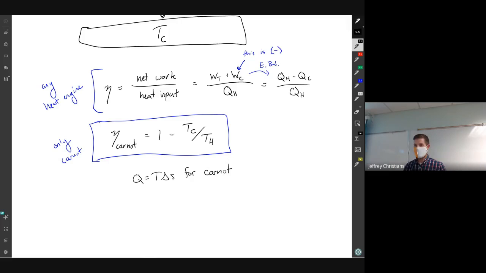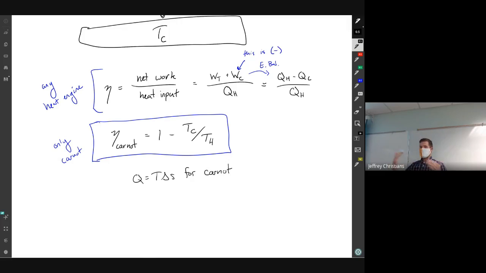Some of my research is in solar energy. If you want to understand what's the best possible solar cell that you could ever make, your T cold is ambient temperature, say like 300 Kelvin or 298, whatever it happens to be. Your hot temperature is the temperature of the sun. And you do this exact same equation and you get that the best possible solar cell that you could ever make is 86% efficient.